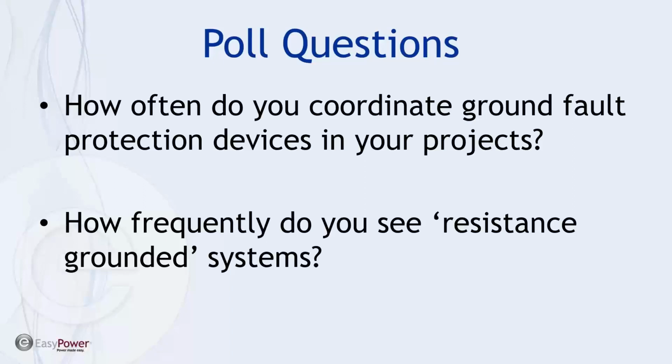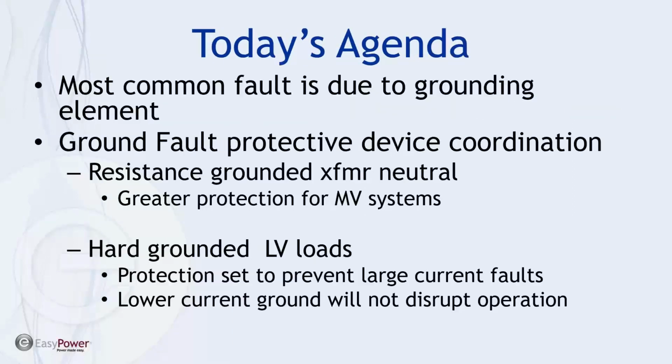Let's talk about today's agenda. The most common fault in the industry is a grounding fault. This can be a gradually increasing situation, or it can be a radical event that causes problems. But in any case, bad things can result as grounding systems fail, as ground protection fails. What we're going to look at today is two applications of the tools: one where we have ground fault protective device coordination in a resistance grounded system on the neutral leg of the transformer, and then one where we don't, where we have more hard grounded systems in a low voltage application.